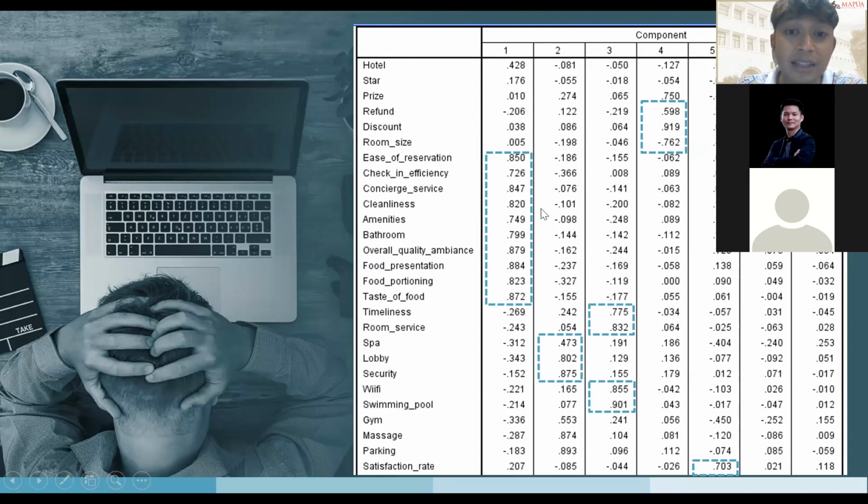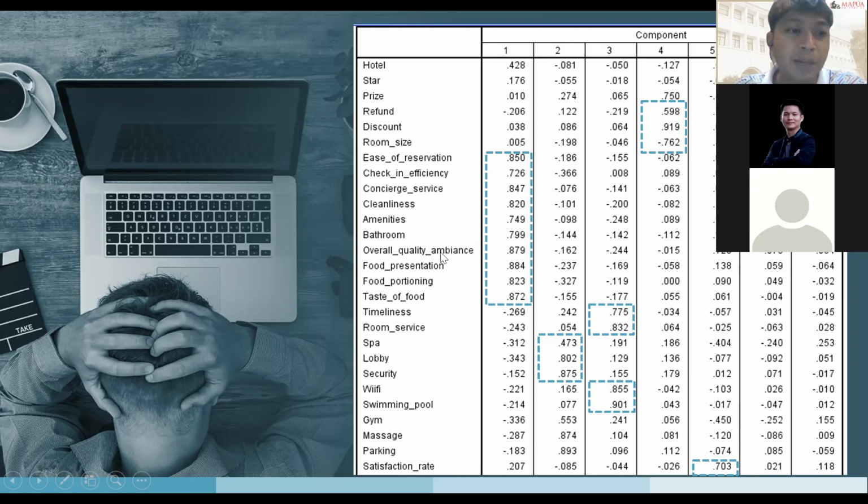After this, then you have to give what? The most difficult part: giving the new name is quite difficult. How will you give a name to cover these things? Ease of reservation, check-in efficiency, cleanliness, amenities, bathroom, overall quality, ambience. How will you name this one? It's difficult. This is the challenge if you use factor analysis as your method in your research.